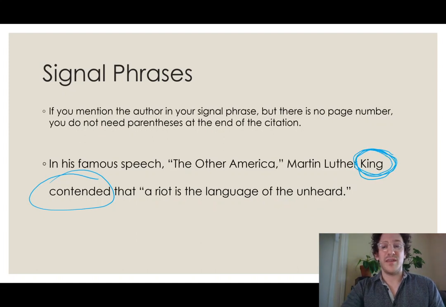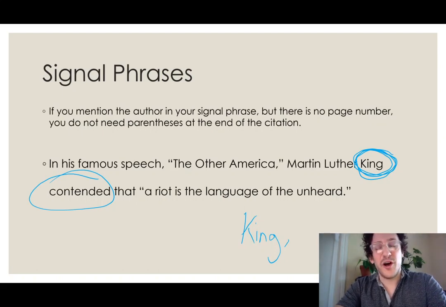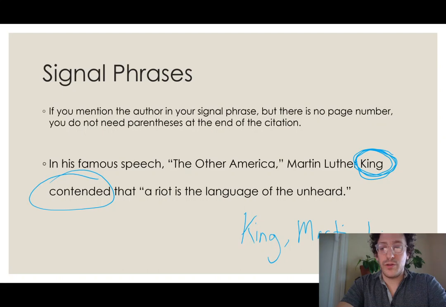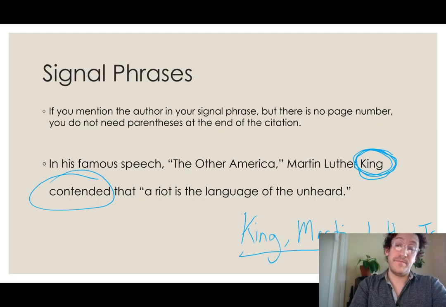You would see King on the Works Cited page. If you don't know about this, watch the part 1 video because I explain it, but usually you have the author's last name first, and then you can have the first and middle name. So King, Martin Luther, and then actually he's a junior, so you would have another comma, and then Jr. period. So on the Works Cited page, you would jump to King, and after that name, you'd have all the information about where I found that speech. Pretty cool.